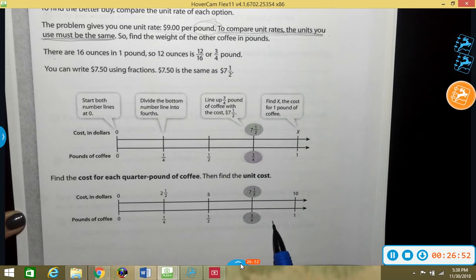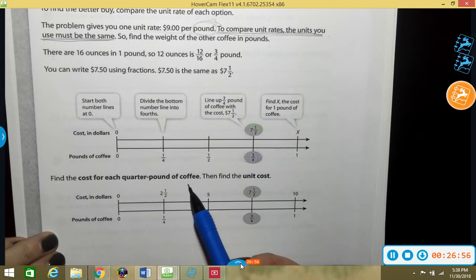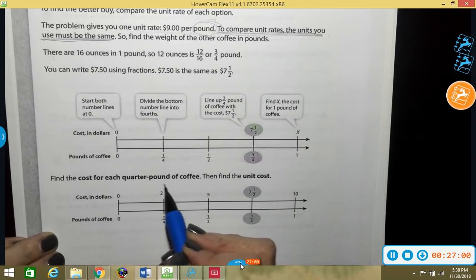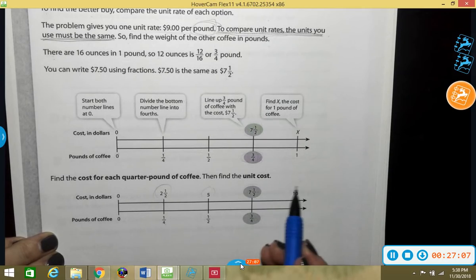So here they said find the cost for each 1/4 pound of coffee and then find the unit rate. So for each 1/4 pound they're saying it's 2.5. So for 1/2 of a pound it's $5, then $7.50, then $10. All right, turn the page.